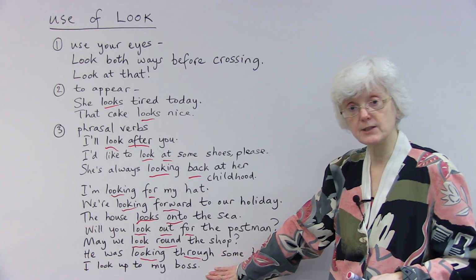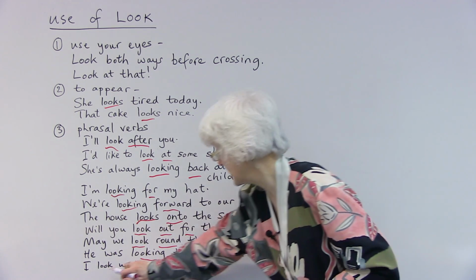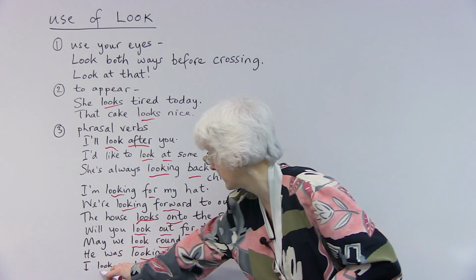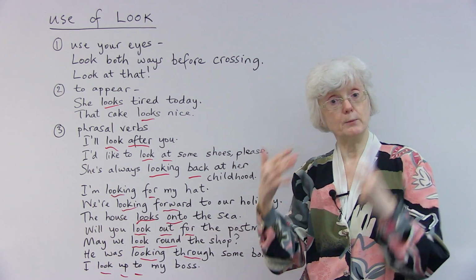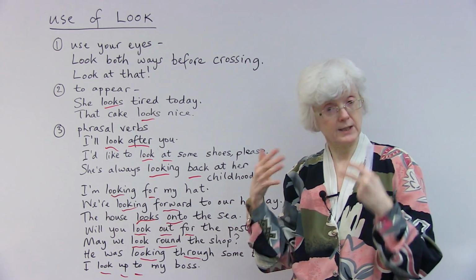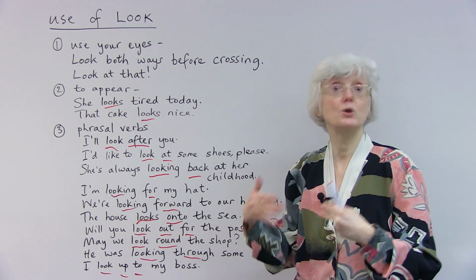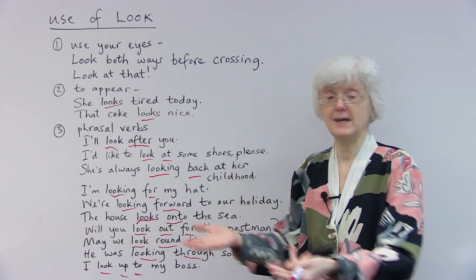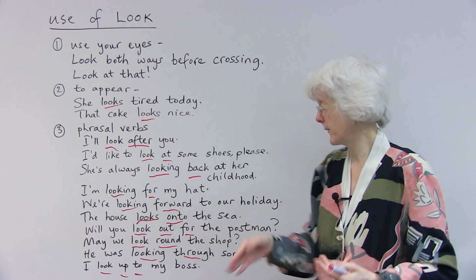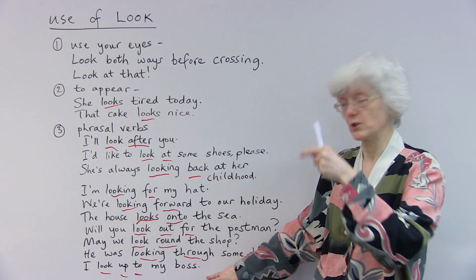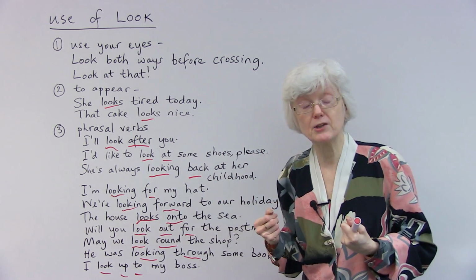And then finally, in this section, I look up to my boss, okay? So again, we have two prepositions here. Look up to. To look up to someone is if you admire them, respect them, you think they really do a good job, you would like to do your job as well as they do theirs. They inspire you, they impress you, you like working with them. So I look up to my boss. I think he's really great. Okay. Right. So that's the first part of the lesson.